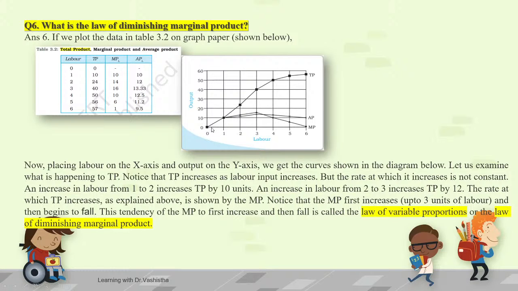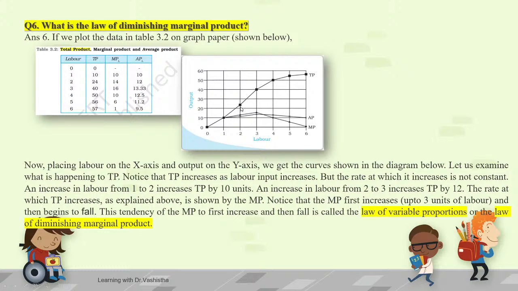So let us see first of all what happens to the total product or TP. You can see that it's moving upwards. But what is the pattern? We can see that TP or total product increases as labor increases. So as we increase the input labor here, total product also increases. But the rate at which it increases is not constant.